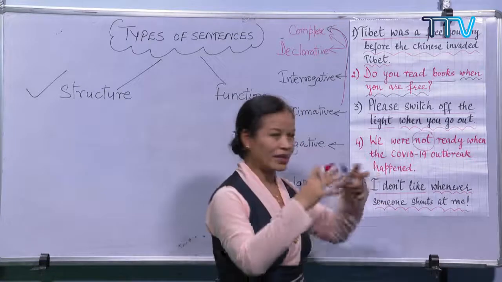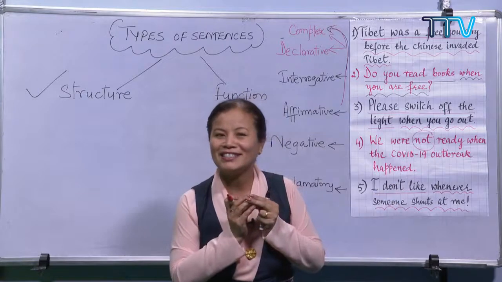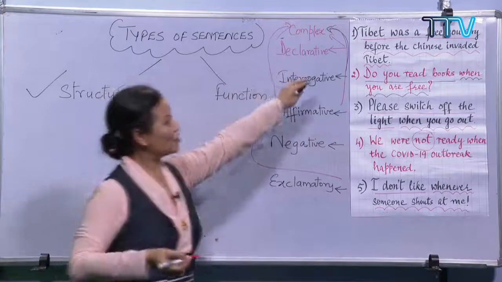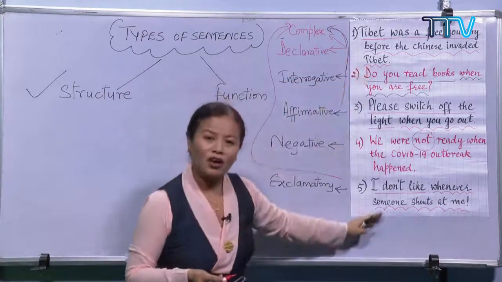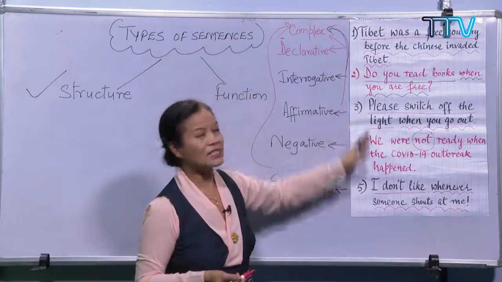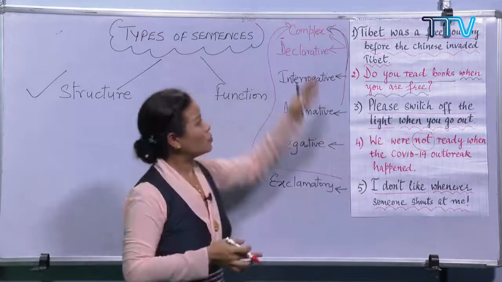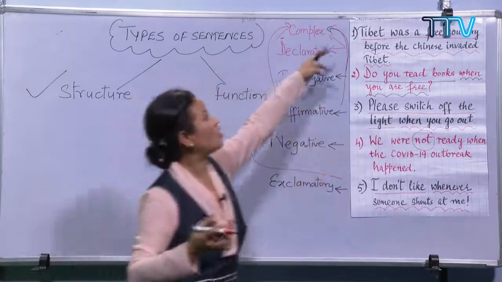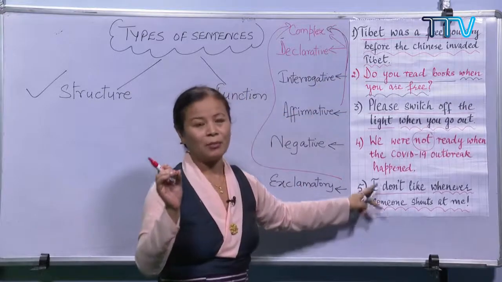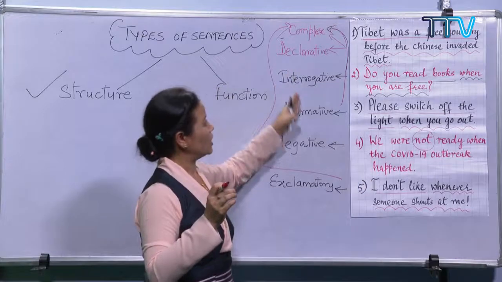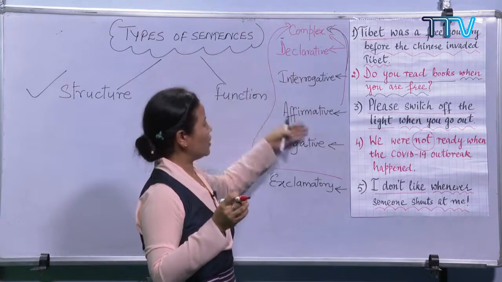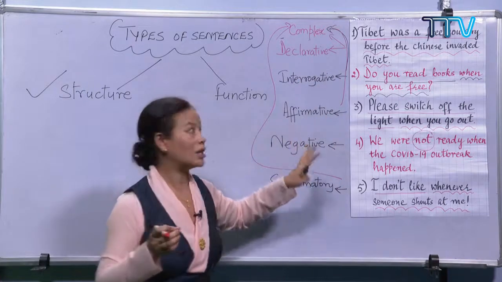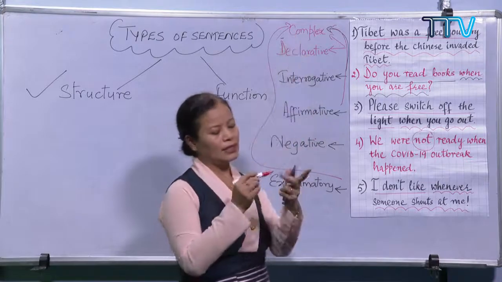And so together they make what type of sentence? Right, they make a complex sentence. Okay, so these are all examples of complex sentences. The only difference is the way they function. So I'm just telling you, structurally all these sentences are the same, but functionally they are different. Declarative, the statement, interrogative, affirmative, negative, exclamatory. So functionally they are different, but structurally they are all the same. They are all complex sentences.